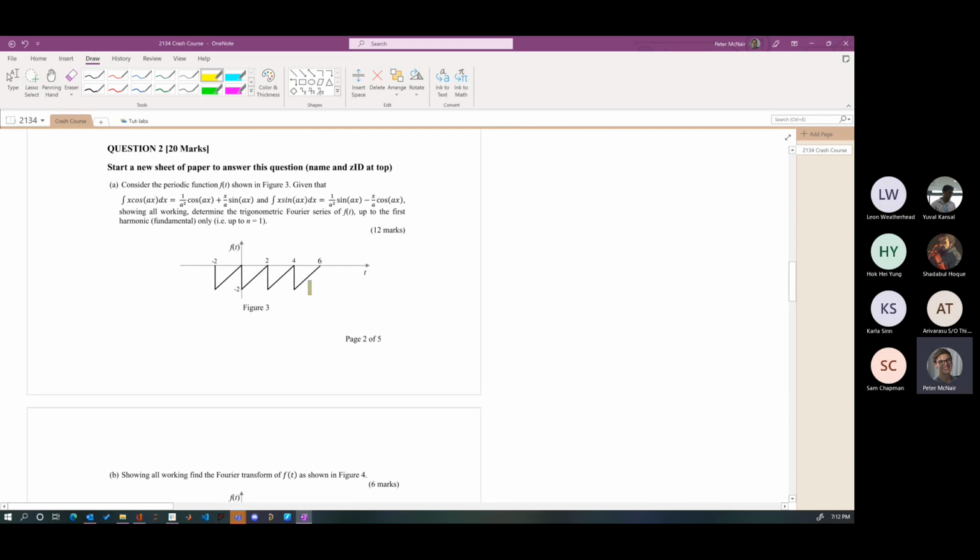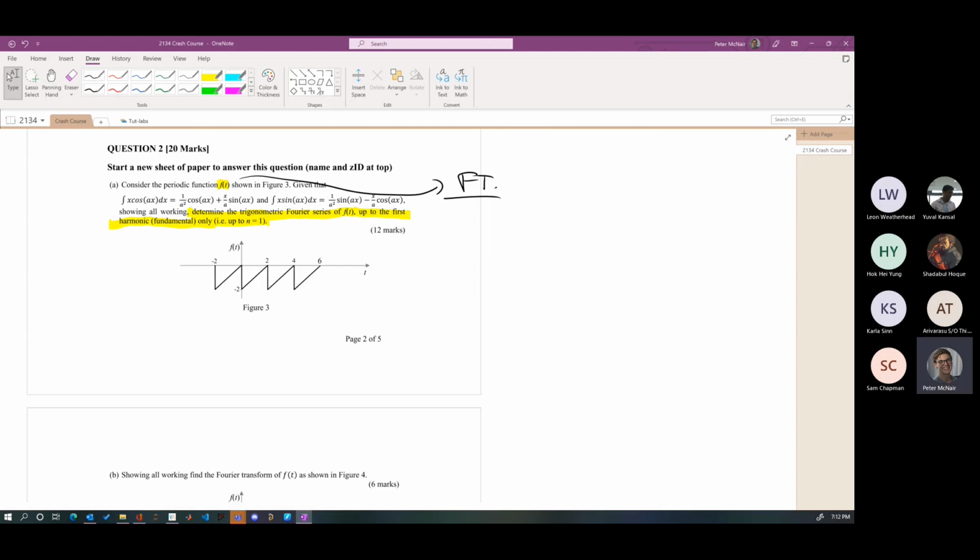Question 2, we're shown a periodic function, f of t. So as soon as you see the word periodic, we think, Fourier transform. Cool. We get given some interesting integrals, which may come in handy later on. But essentially, the question's asking us to determine the trigonometric Fourier series of f of t up to the harmonic fundamental frequency only. So n equals 1.